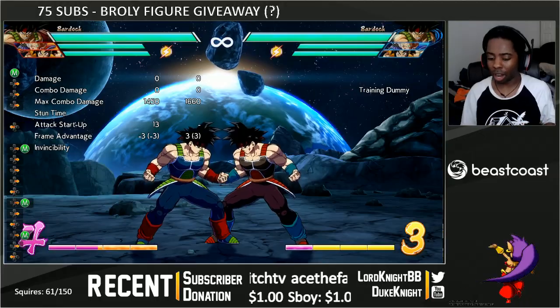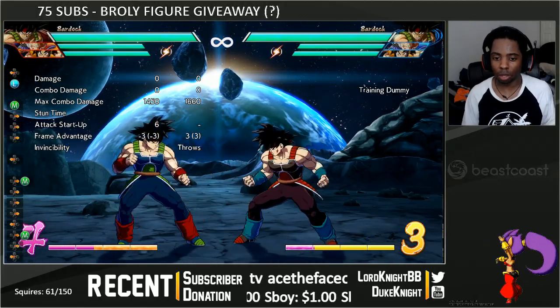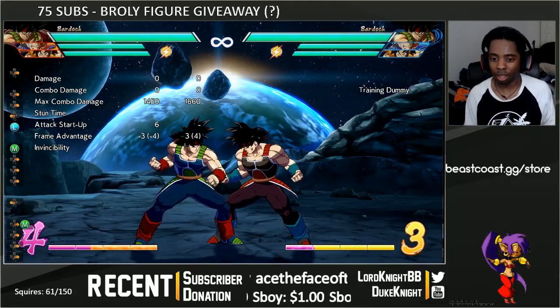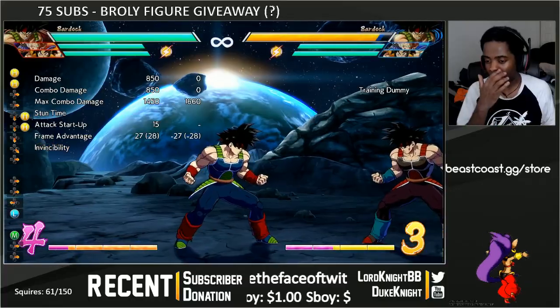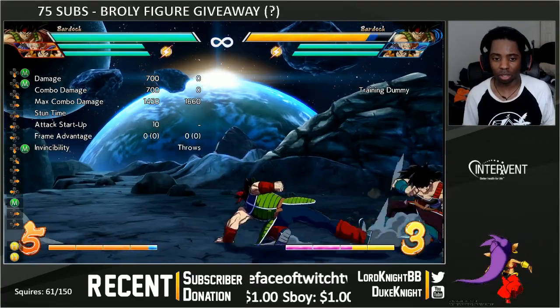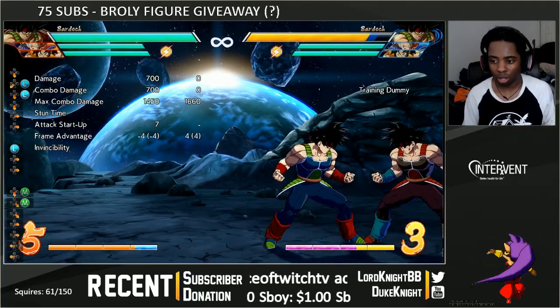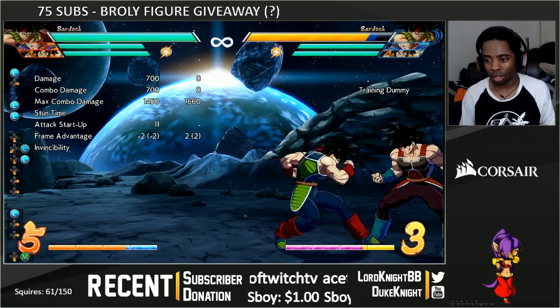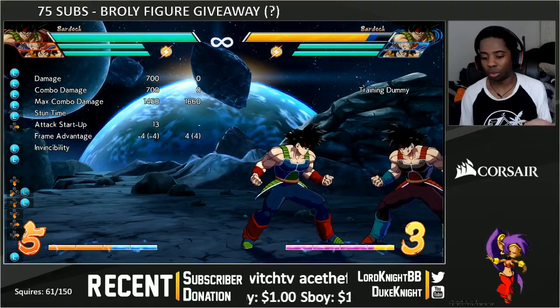So when a character has moves that are all -5, like Bardock, the only moves that Bardock has that aren't -5 are like this and this, as far as normals, right? Everything else is like this is -4, this is -5. Sorry, it has to show it. This is -5, this is -3, that's -4, that's -5, that's -4, my bad. So what does that tell you?